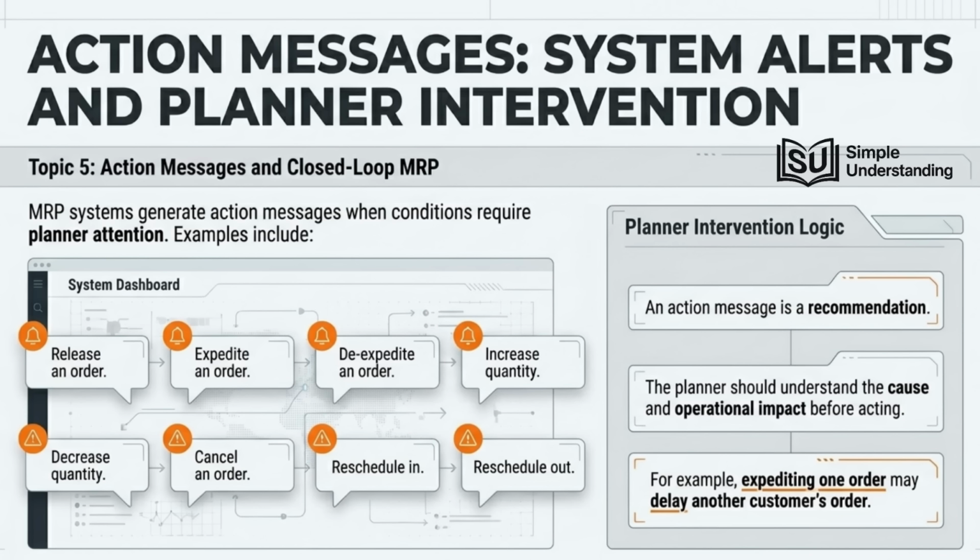Topic 5. Action messages and closed-loop MRP. MRP systems generate action messages when conditions require planner attention. Examples include release an order, expedite an order, de-expedite an order, increase quantity, decrease quantity, cancel an order, reschedule in, reschedule out. An action message is a recommendation. The planner should understand the cause and operational impact before acting. For example, expediting one order may delay another customer's order.